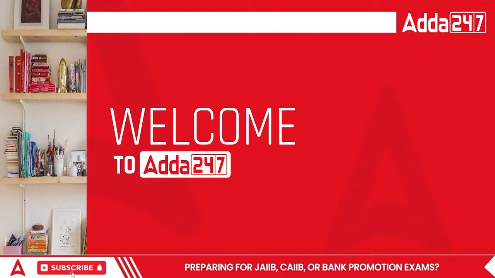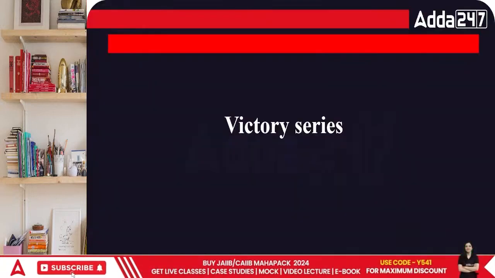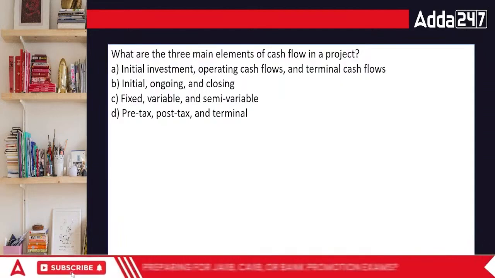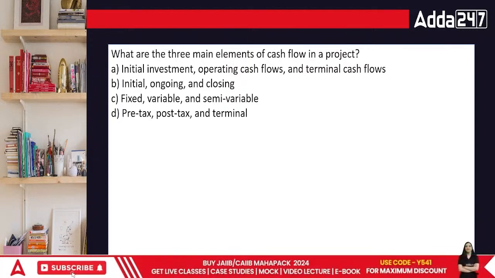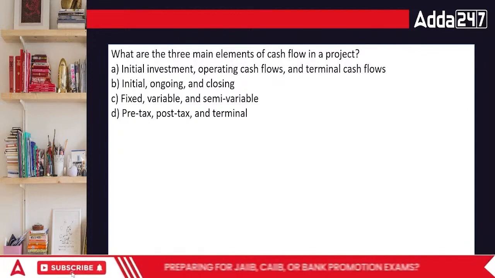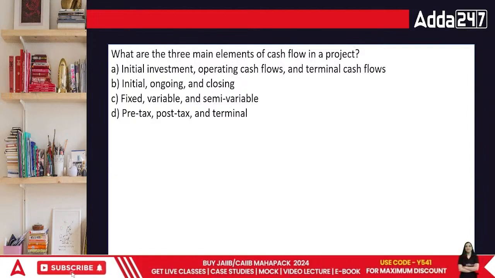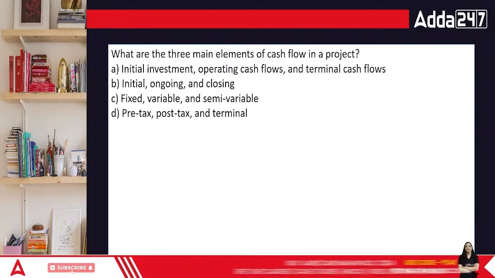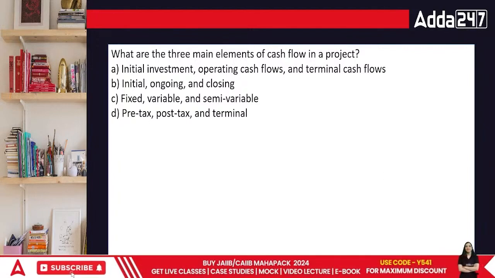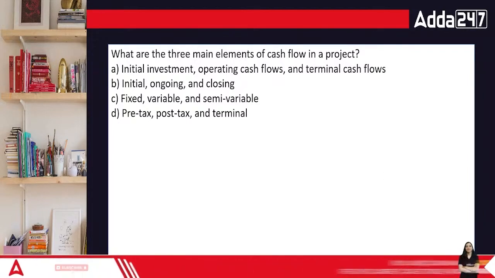Let's move on. This is a victory series and this is the topic that I'm talking about. What are the three main elements of the cash flows in a project, everyone? See, a project consists of initial cash flows. It consists of not only the initial cash flows, it also consists of other things as well. Initial cash flows, whatever you are making from that particular area, and how do we grow further, right? So all these things are included.